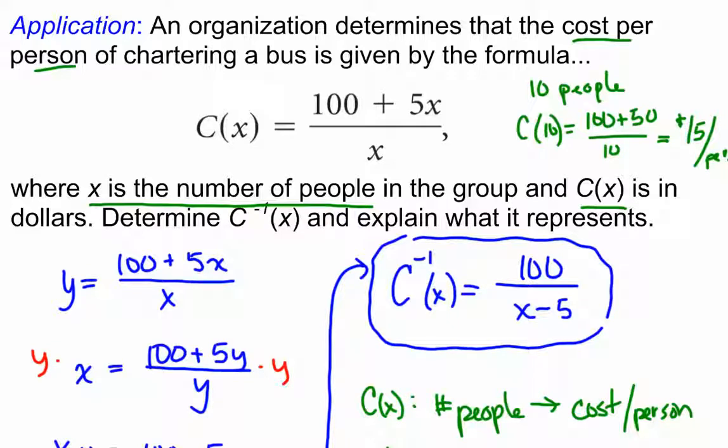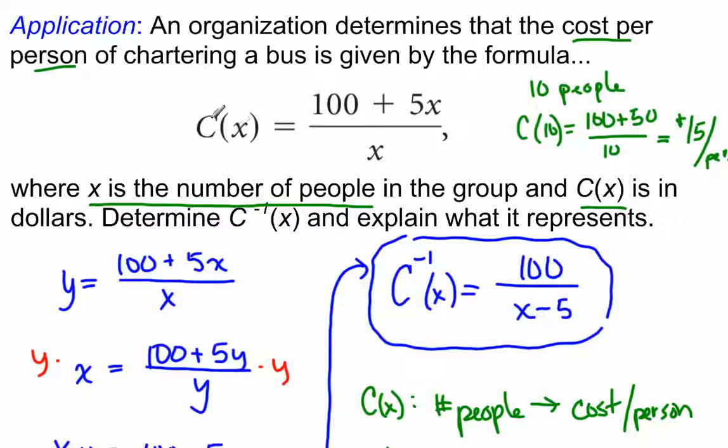I want to take a look at an application involving finding the inverse of a function and using it. We have an organization that has a cost per person for a charter bus given by this formula here. So x is the number of people in the group, and C of x is going to be the cost per person. In other words, if I have 10 people, C of 10, when I plug that in, would tell me $15 per person. I want to determine the inverse, C inverse of x, and explain then what it represents.